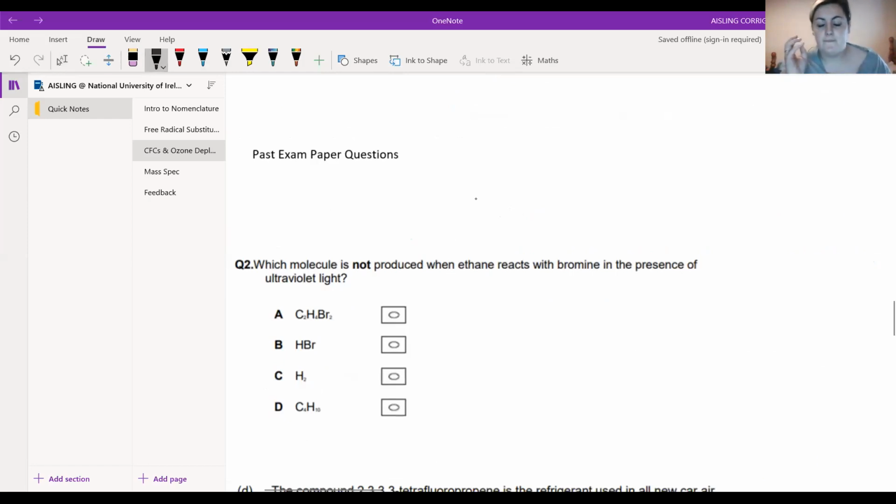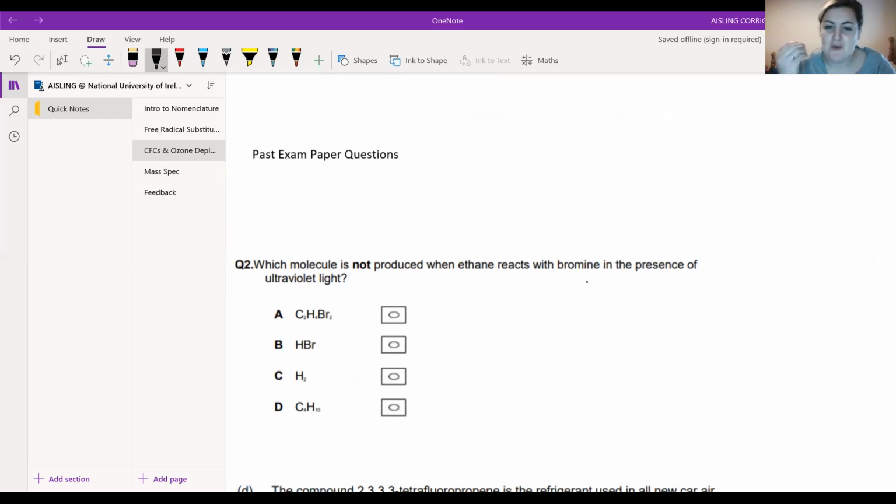So take a breather, have a bit of a cup of tea, and have a pause and see if you can do the first question. Which molecule is not produced when ethane reacts with bromine in the presence of ultraviolet light?